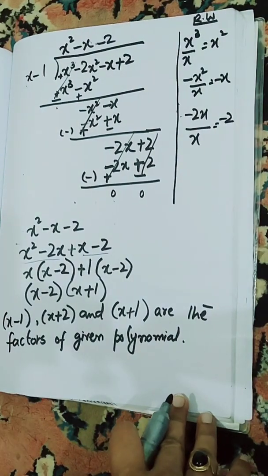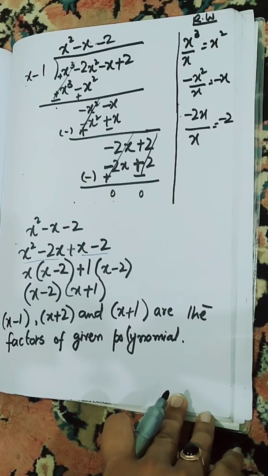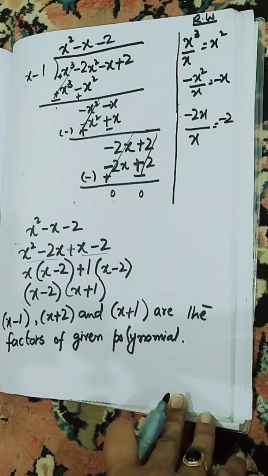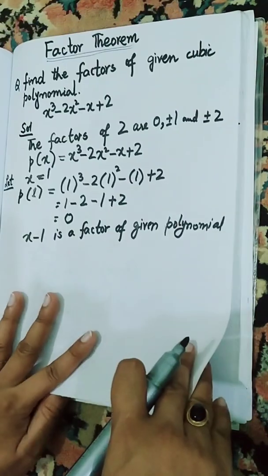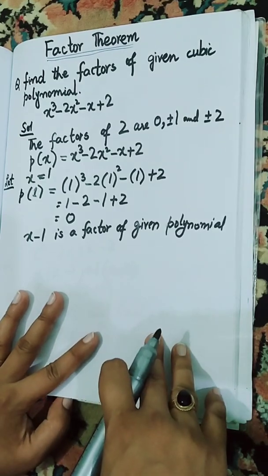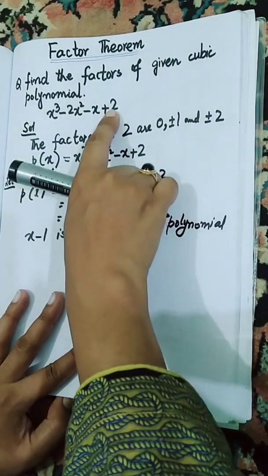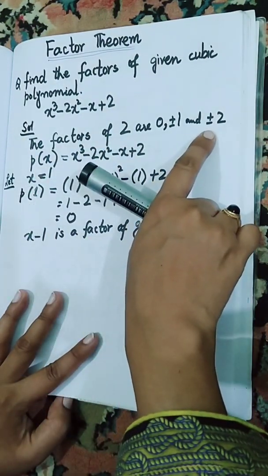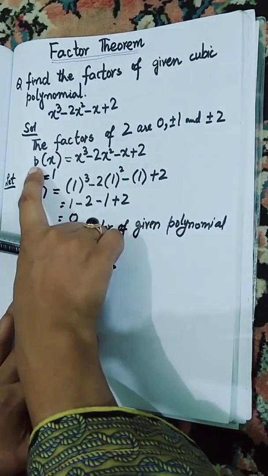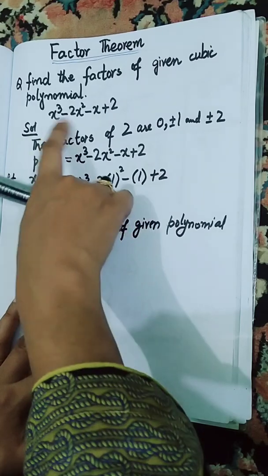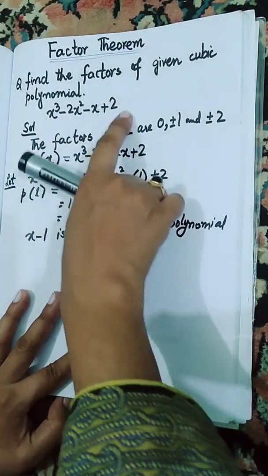This is all about the factor theorem. How can we find the factors of any cubic expression, cubic polynomial, by using the factor theorem? I'm just going to sum up for you. The first step: you will see what the constant is. Whatever the constant is, you will find the factors of that constant. In the next step, you will consider your polynomial as a polynomial of x, because it is given as a polynomial of x. So you will take p of x equal to whatever the expression is.